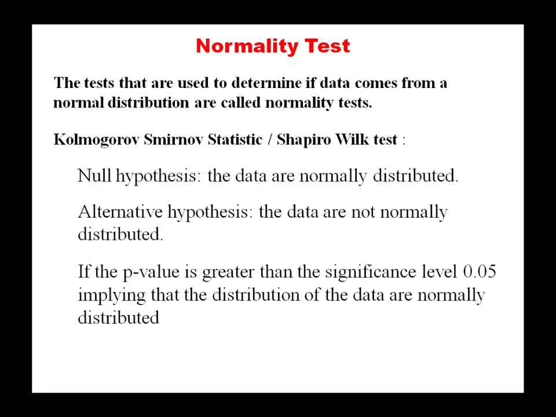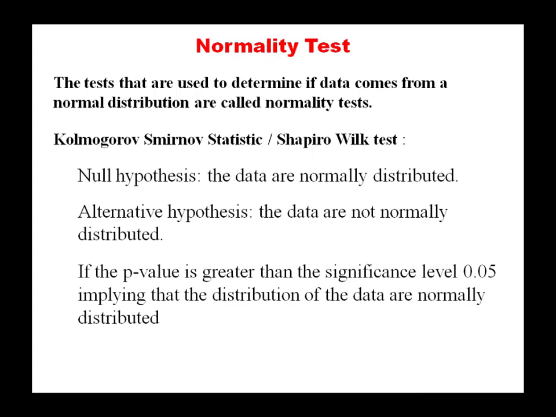Normality tests. Before running the one sample t-test, we have to test the normality of the data. The normality of the data can be tested in two ways. One is using the Kolmogorov-Smirnov statistic and Shapiro-Wilk test, and the other is the normality plot. First, Kolmogorov-Smirnov statistic or Shapiro-Wilk test. The null hypothesis for normality is that the data are normally distributed. Alternative hypothesis, the data are not normally distributed.